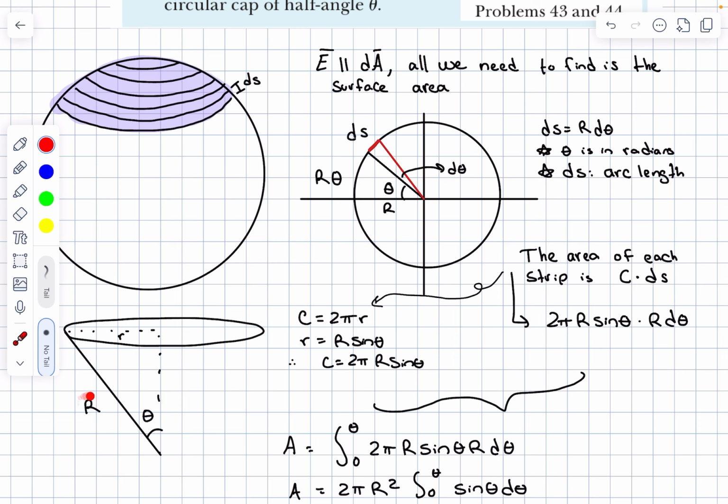If we define big R to be going from the center of our sphere all the way out to the little strip that we're talking about, theta is the angle between the center y-axis and the edge of our strip, and then little r is its radius. So then we know that little r is equal to R times sine of theta. That means C, our circumference, is equal to 2 pi R sine theta. We multiply that by ds, which we know is R d theta, and we get 2 pi R sine theta R d theta.